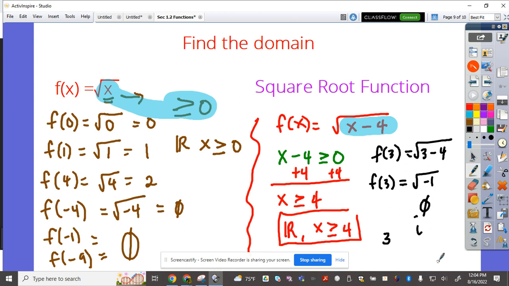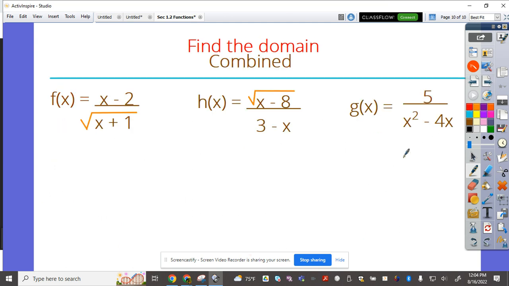It's not real, it's not true. That's why you have to follow the restriction of the domain that it has to be 4 or more or greater than 4. Okay? Let's combine them. What if we have both the squared function and the reciprocal function being together here? Okay, so let's start now.